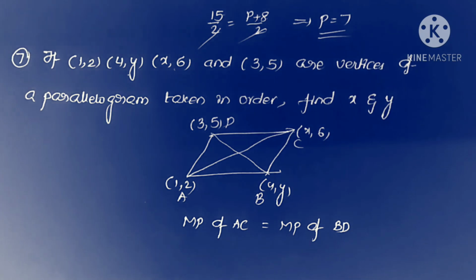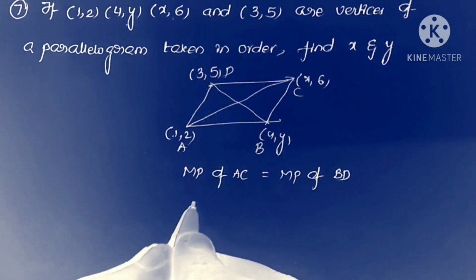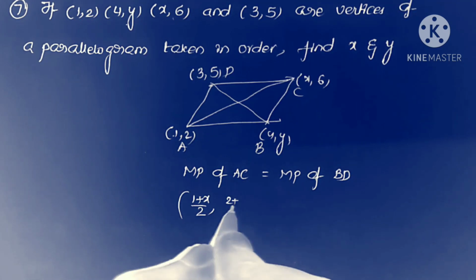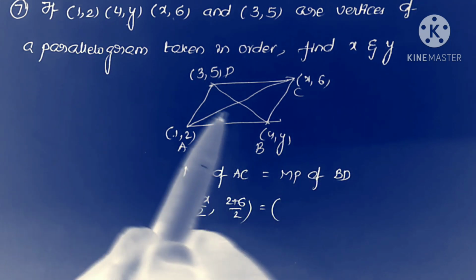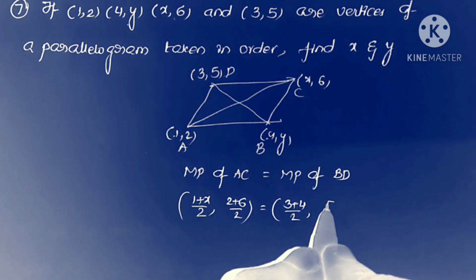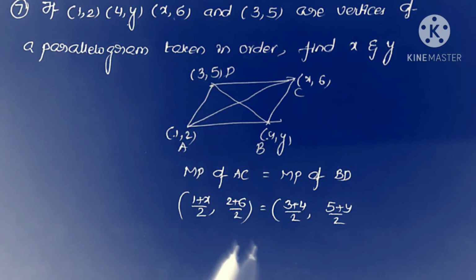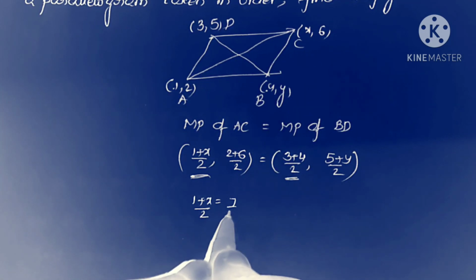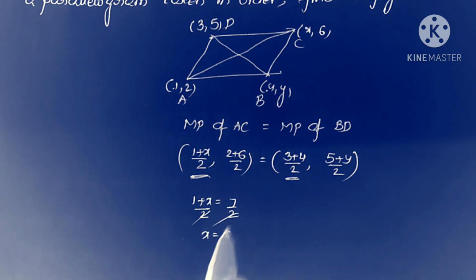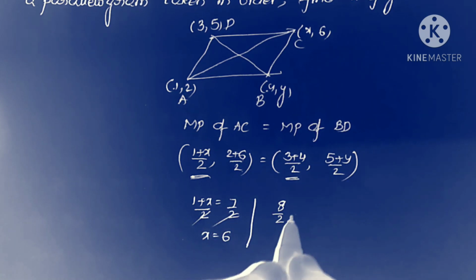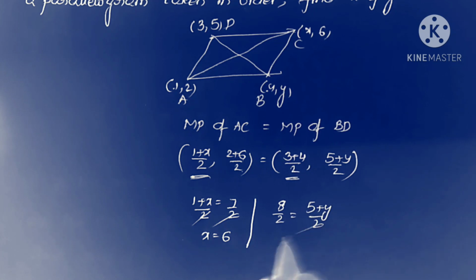So what is the midpoint of AC? x1 plus x2 by 2, that is 1 plus x by 2, and y1 plus y2 by 2, 2 plus 6 by 2, is equal to, here also the midpoint, x1 plus x2 by 2, 3 plus 4 by 2 and y1 plus y2 by 2, 5 plus 5 by 2. Now equating the corresponding values, 1 plus x by 2 is equal to 7 by 2, that is x is equal to 7 minus 1, 6. And 2 plus 6 by 2, 8 by 2, is equal to 5 plus 5 by 2, that is y is equal to 8 minus 5 equals 3.